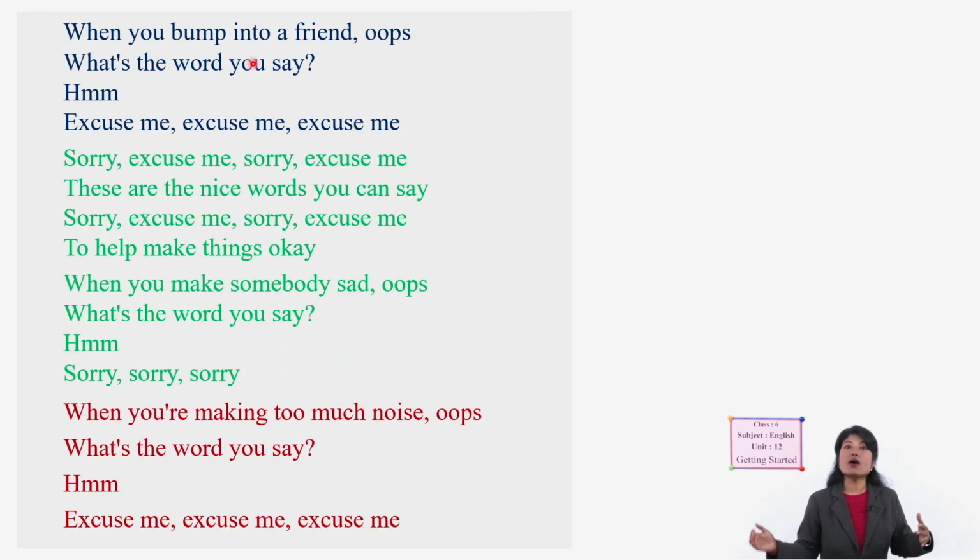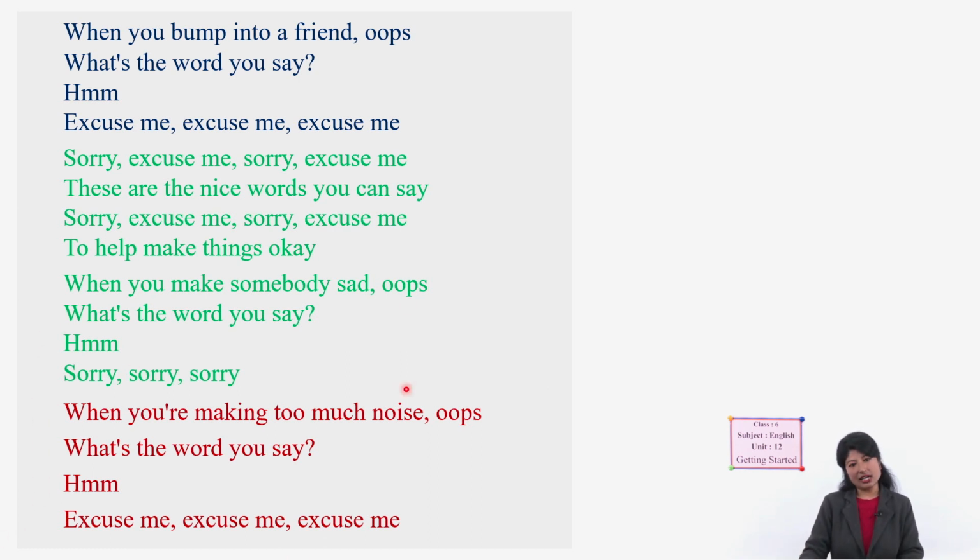When you bump into a friend, when you walk without looking anywhere and you bump into your friend, collide, at that time you should say either sorry or excuse me. You should say sorry or excuse me to your friend.